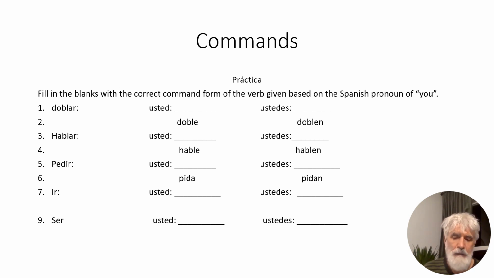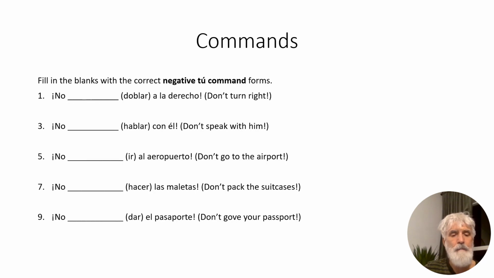Ir is one of those irregular commands. You don't derive it from anything, you just learn it. So it's going to be vaya and vayan, go. And then if you want to tell somebody to be this, be that, sea and sean. Okay, let's do some more of these.